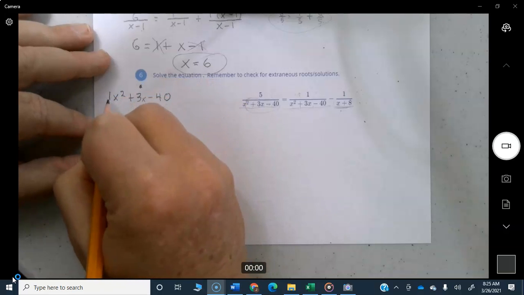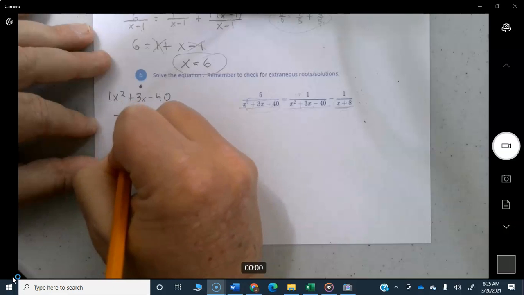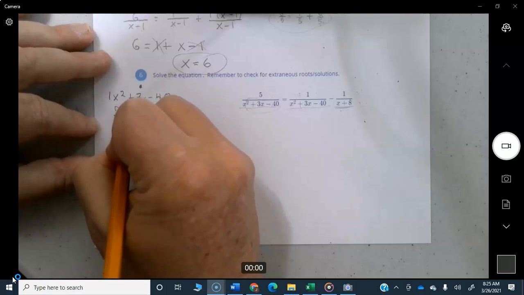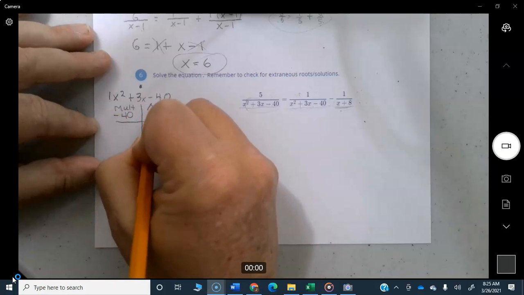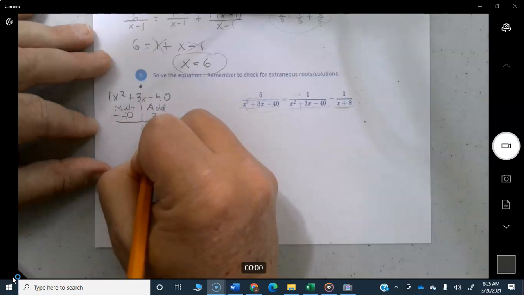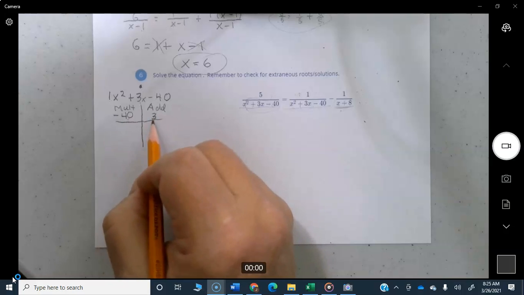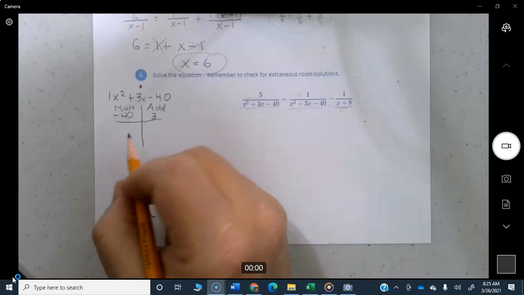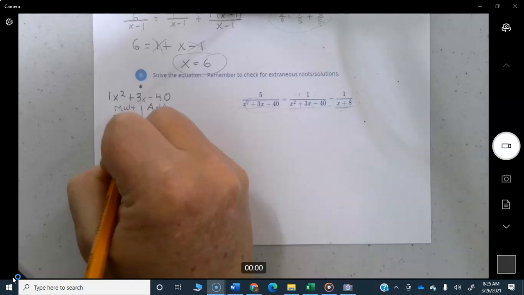So again, there's a coefficient there of 1. 1 times negative 40 is negative 40, so we need to find two numbers that multiply to negative 40, and they're going to have to add up to the number in the middle, which is positive 3. One of them has to be positive, one of them has to be negative if they multiply to a negative number, and the bigger of the two has to be positive. So we're going to start with negative 1 and 40.